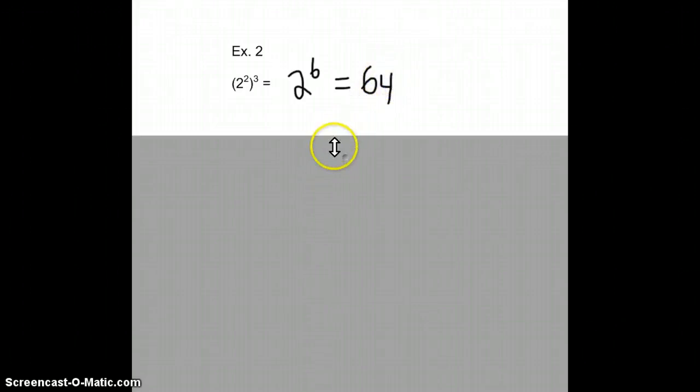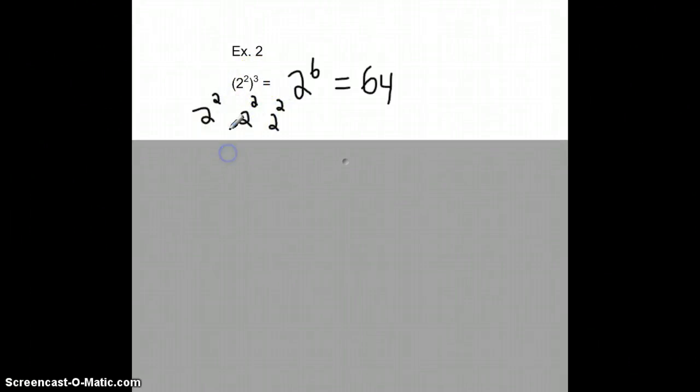Okay. So again, if you weren't sure about it, well, what you really have is you have 3 of these. If 2 squared, you have it 3 times. That's another way to think about it. Because I've got this 3 times, and this is just 2 times 2. Right, 2 times 2 times 2 times 2 times 2 times 2. Okay, 2 to the 6th or 64.